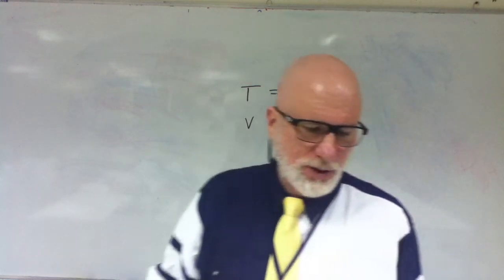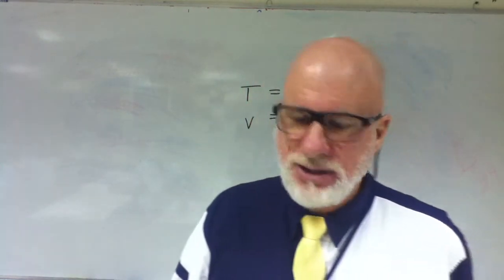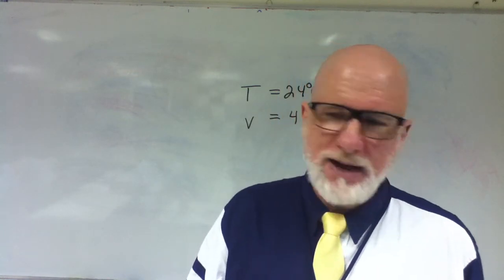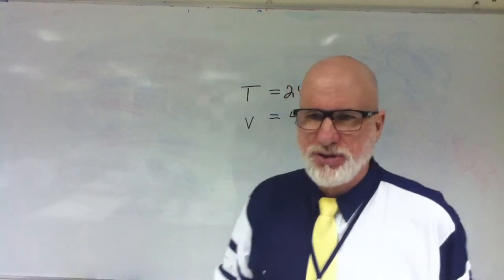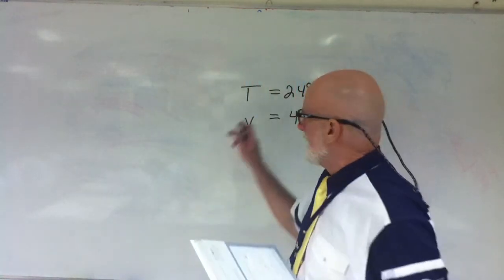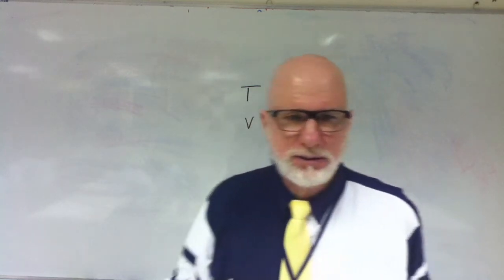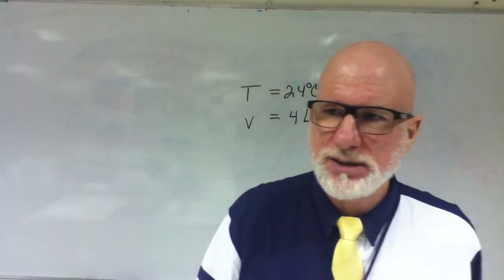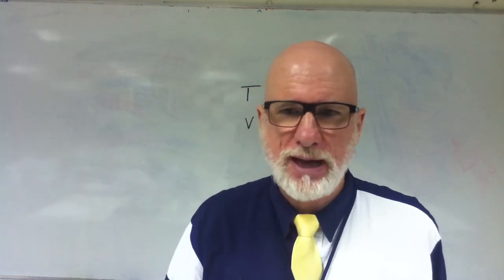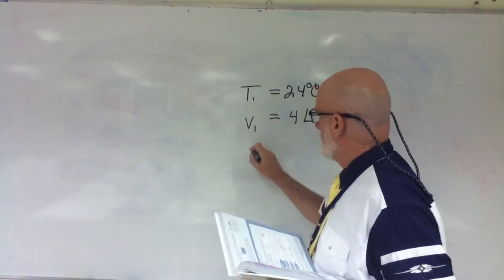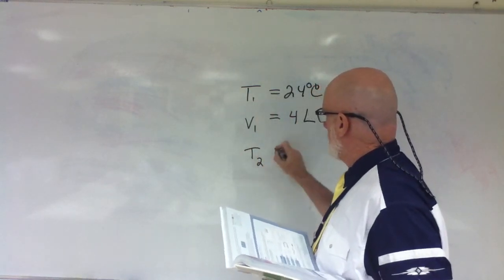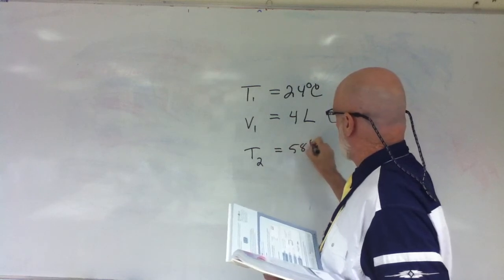The balloon is then heated to 58 degrees Celsius. So now we have 2 temperatures, right? How would we indicate that these are initial conditions? What would we use to do that? T1, V1, exactly. Very good. Excellent. So now we have a T2, and that's going to be 58 degrees Celsius.